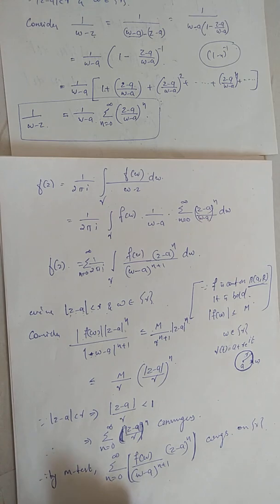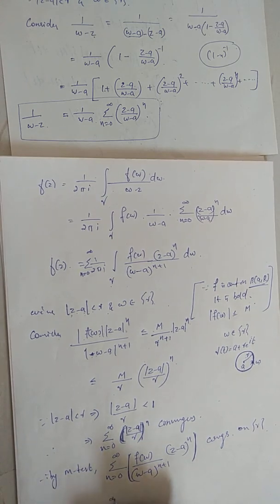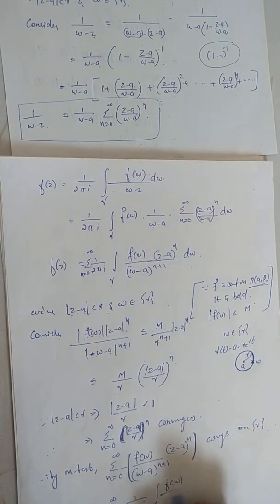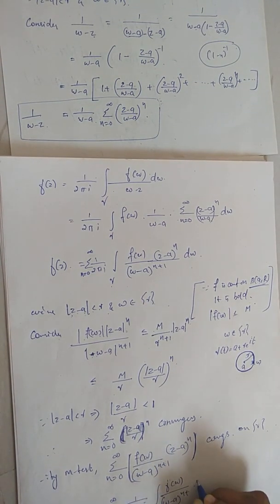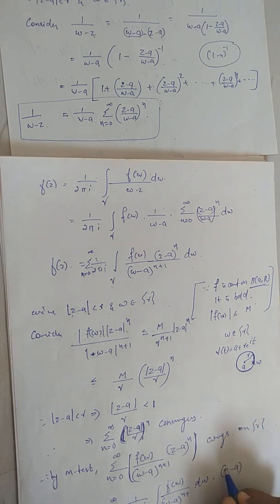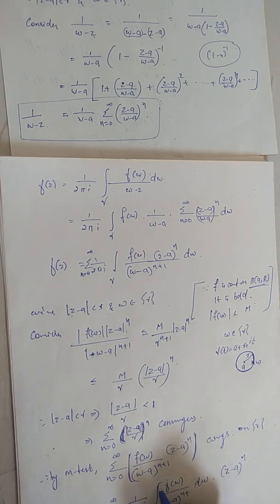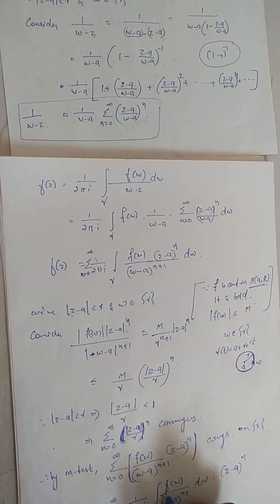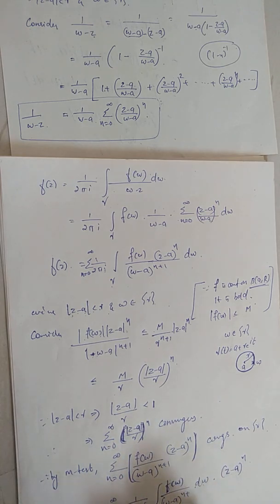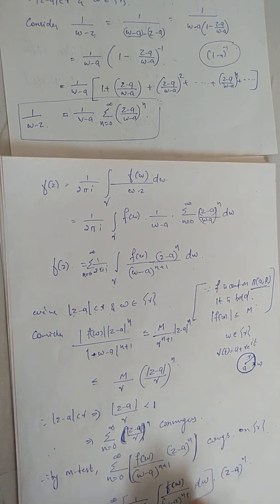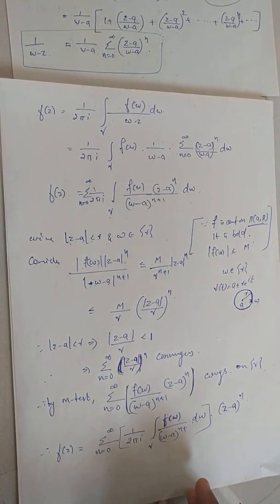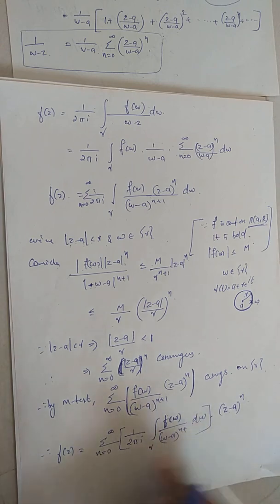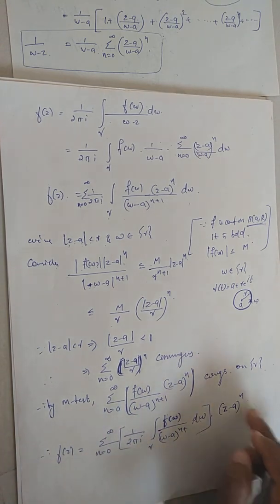Okay, therefore f(z) can be written as sigma n equal to 0 to infinity of 1 by 2 pi i integral over gamma of f(w) divided by (w minus a) raised to n plus 1 dw, times (z minus a) raised to n. Okay, this integration is with respect to the variable w. z minus a is independent of this w, therefore it can be taken outside. So this can be represented as f(z) equal to sigma n equal to 0 to infinity of some term including the integration into (z minus a) raised to n. So if you take this as some a n, f(z) can be written as sigma n equal to 0 to infinity a n into (z minus a) raised to n, right?